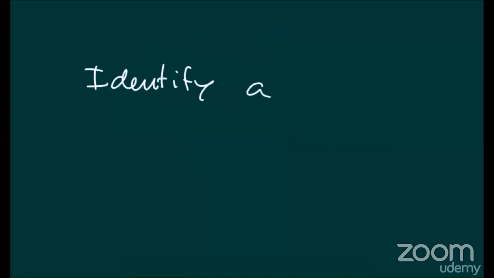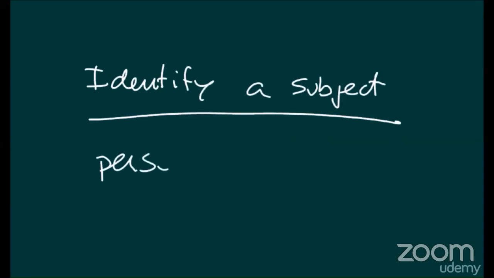How to identify a subject. A subject is the person or thing that makes an action, the verb. In English, we have I, you, he, she, it, we, you, they. This is the most common way to talk about a person or people.